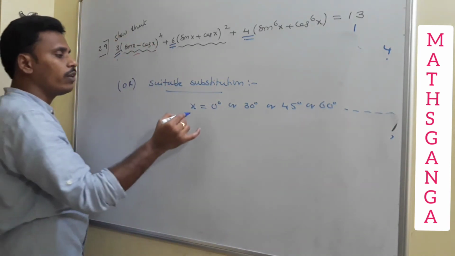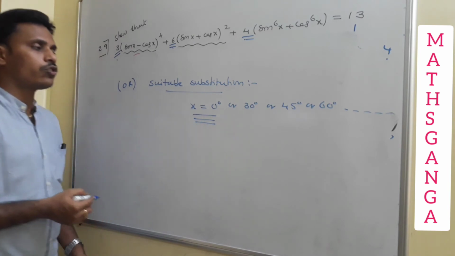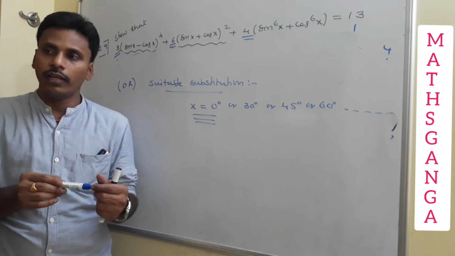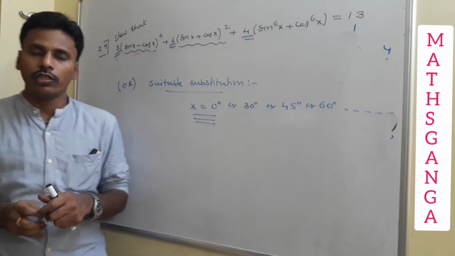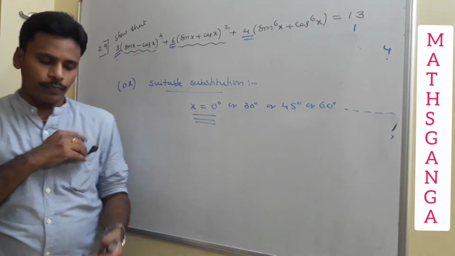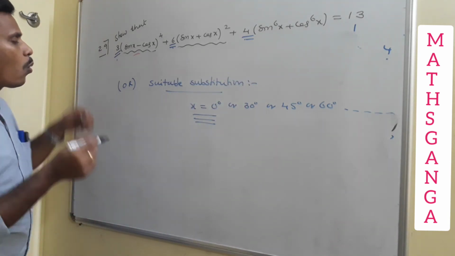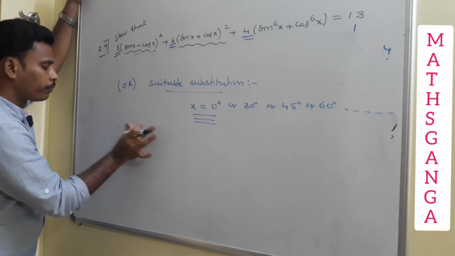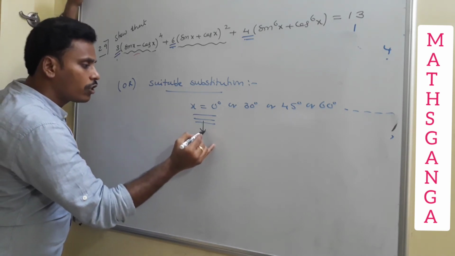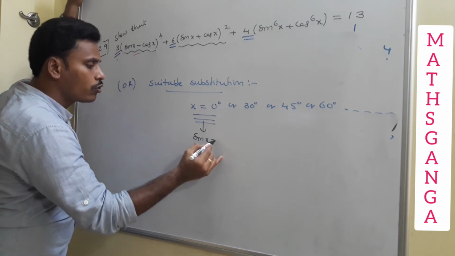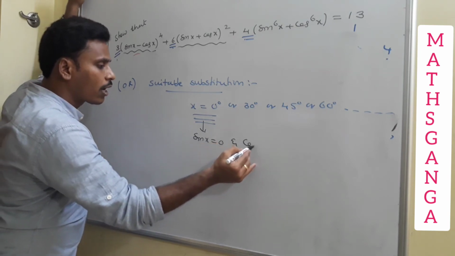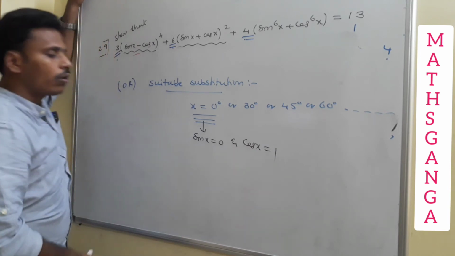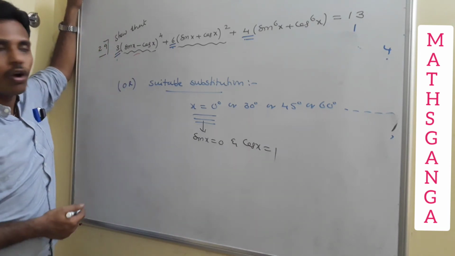For my convenience, I am taking x equals 0. If there exists any contradiction for x equals 0, then I move to some other angle. Now if x equals 0, what will happen? If x equals 0, sin x equals 0 and cos x equals 1. So you just replace sin x with 0 and cos x with 1.